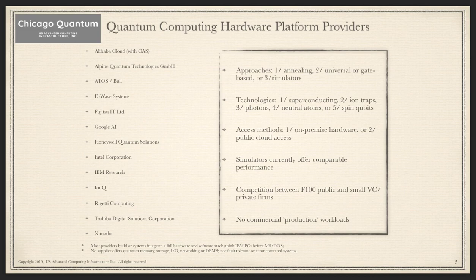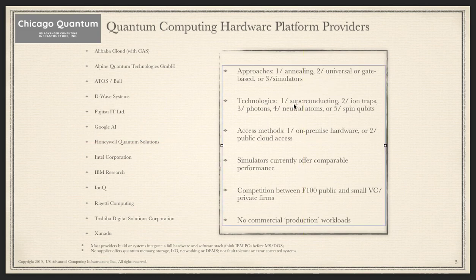Next is that there's different technologies. There's superconducting qubits. A superconducting qubit is a solid state. It's a Josephson junction or a single flux qubit. Think of it as having a current that goes in two directions and has lots of options.